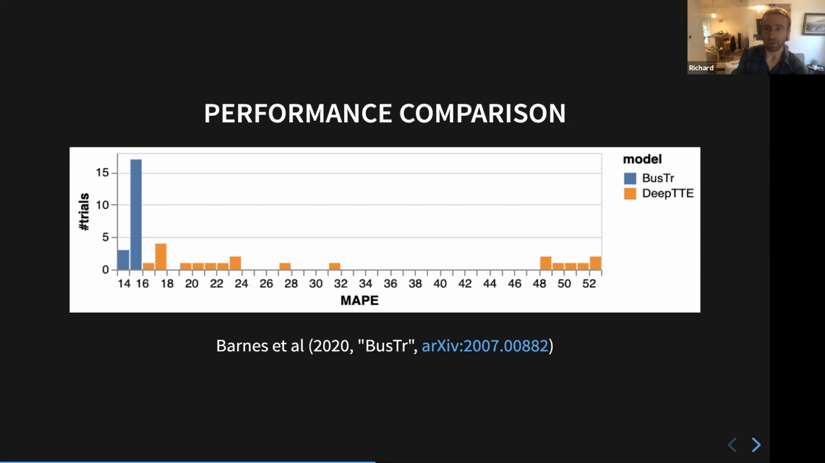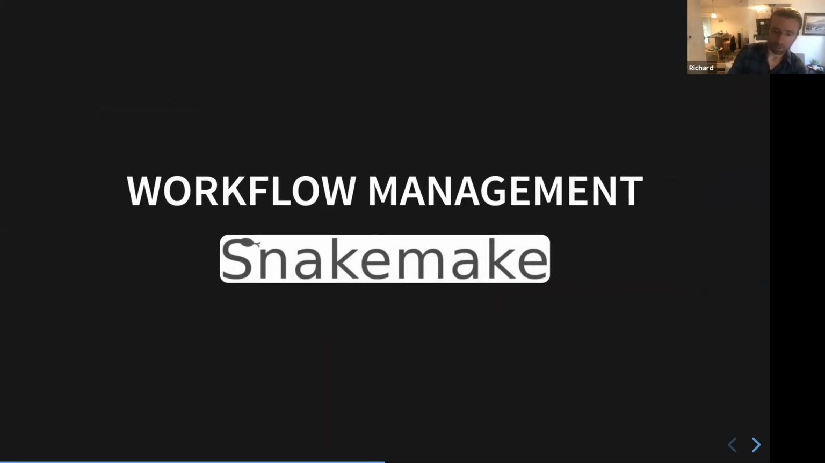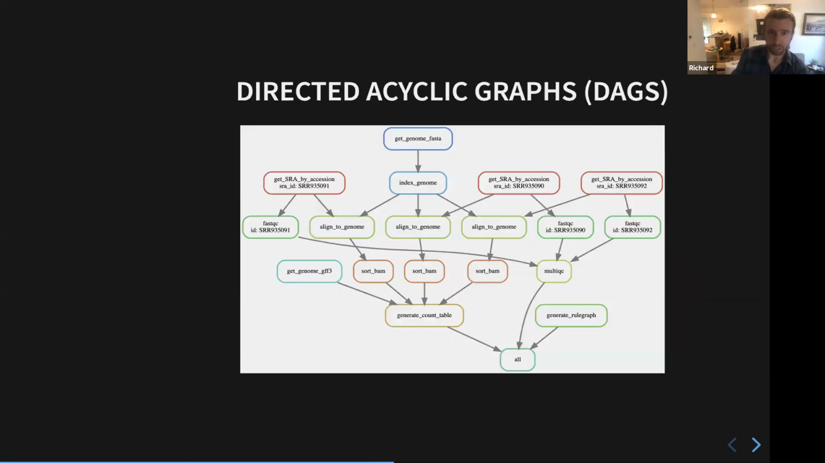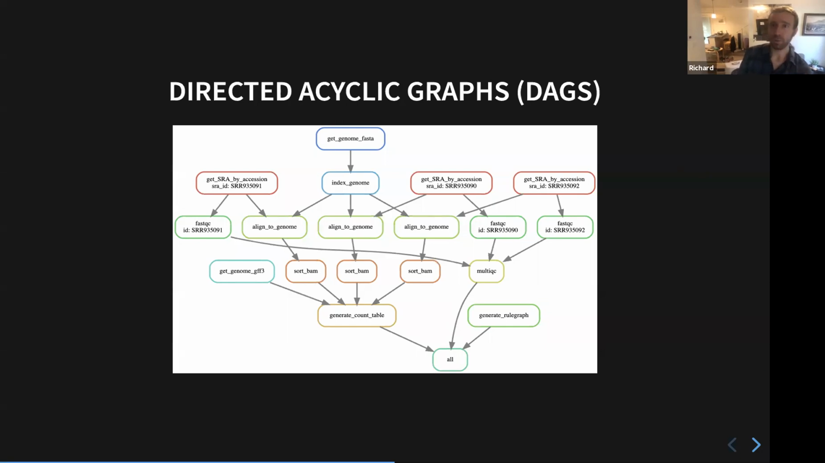I want to move on to the next stage of this high performance idea, which is workflow management. And the tool I'm going to talk about is called Snakemake. And the idea of Snakemake is to build what's called a directed acyclic graph, or DAG, of your workflow. And we're all familiar with this process in an informal sense. You gather data, you unpack your data, you process the data in various different ways, you combine the data, and then you analyze the data, and then you produce graphs and you produce your paper.